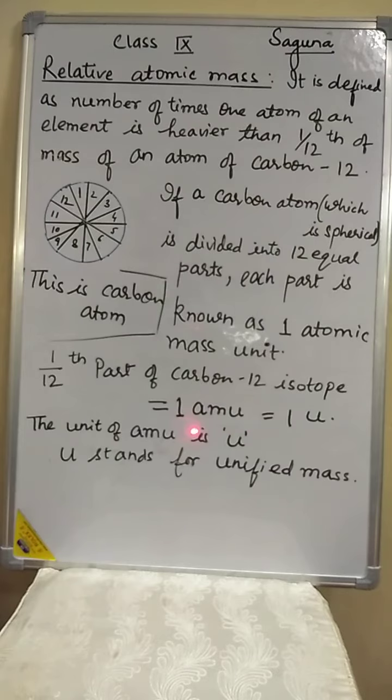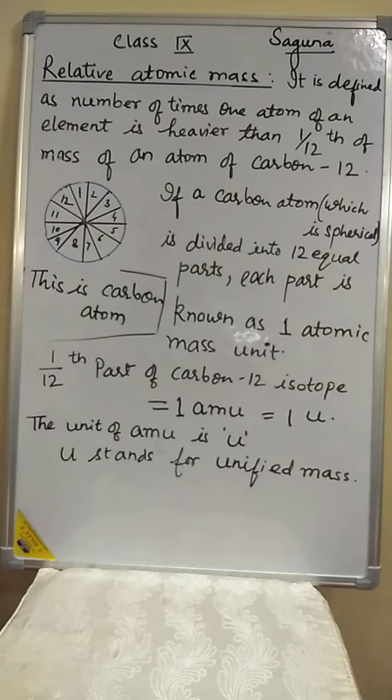Students, you can write one atomic mass unit also, this can be used as unit also, but nowadays in modern books, you will find 1 U written. So, one atomic mass unit is written as 1 U nowadays. The unit of AMU is U, and U stands for unified mass. This was about relative atomic mass, students.